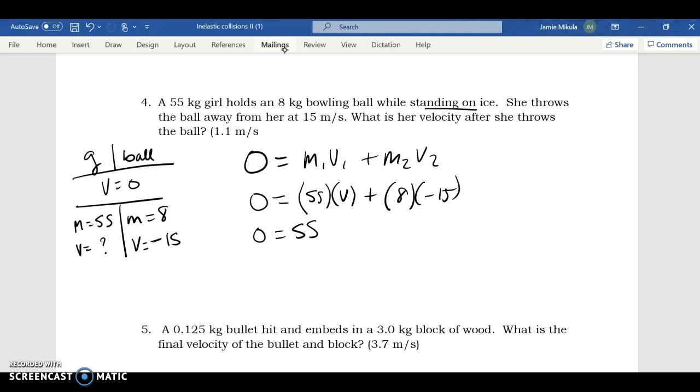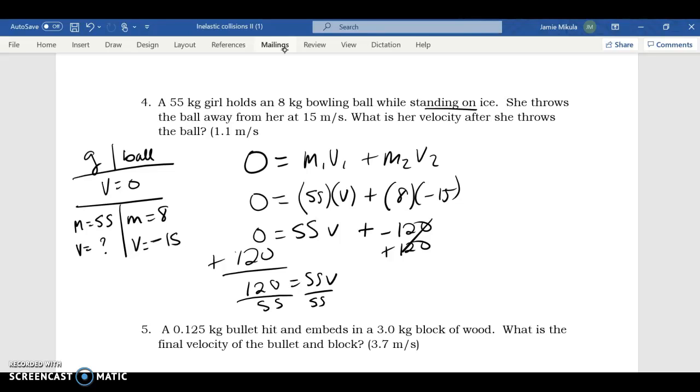All right, so 0 equals 55 times her velocity plus 8 times negative 15. 0 equals 55v plus 8 times negative 15, which is negative 120. So I'm going to add the 120 to this side. So that's a positive 120 equals 55v, and then divide the 55 under. And we should get 2.18 meters per second.